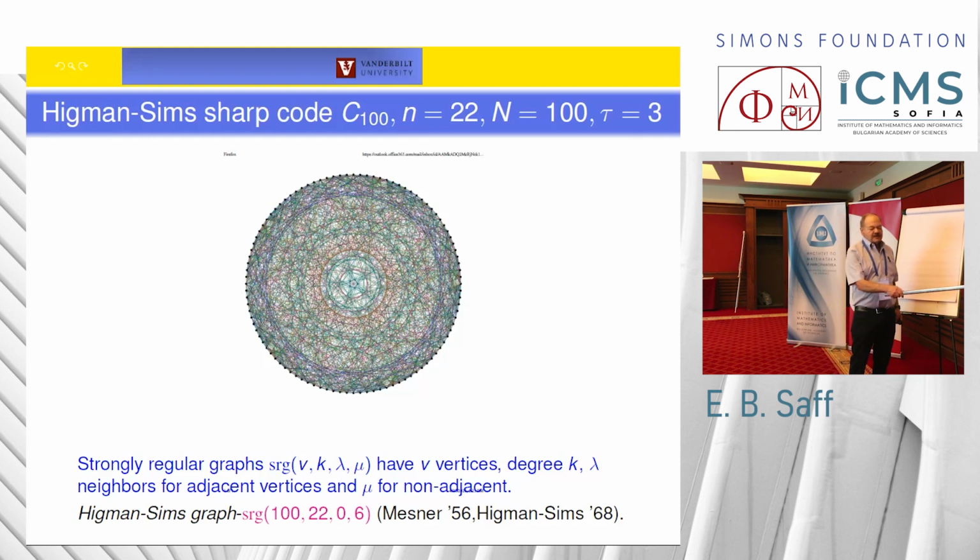And it has the property that two adjacent points, two points that are connected, don't have a third point in common. So there are no triangles in this picture, right? But if they're non-adjacent, they have exactly 6 points in common. So it's a pretty cool graph, right?